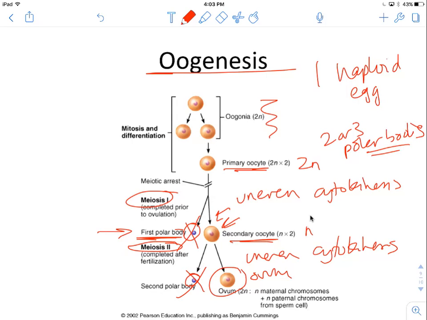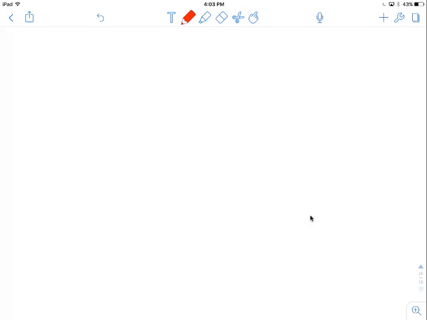Okay? So that's some details on meiosis, finished up meiosis 2, and that's it. So make sure you can compare mitosis to meiosis, familiar with all those steps, and away we go.